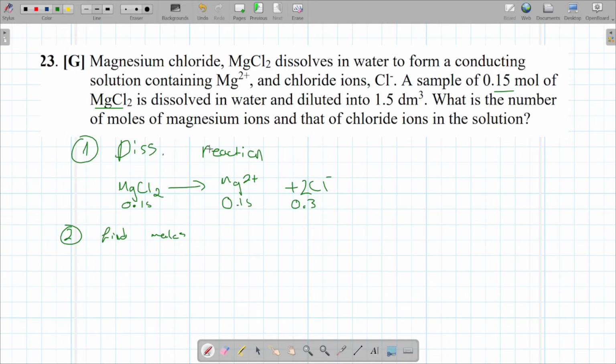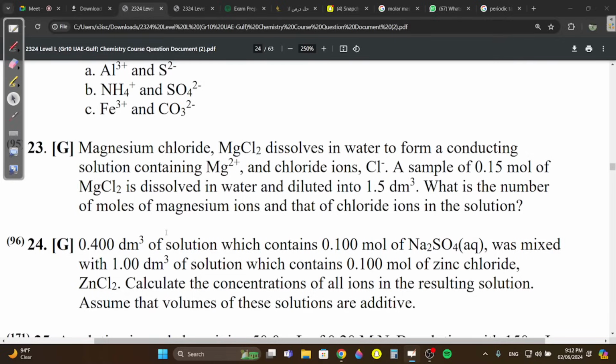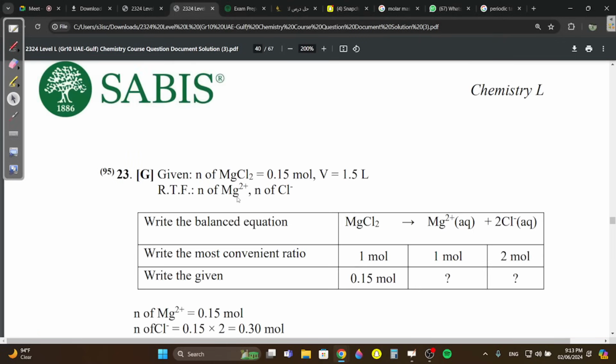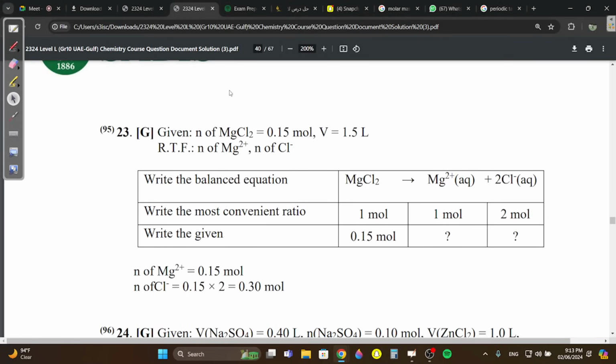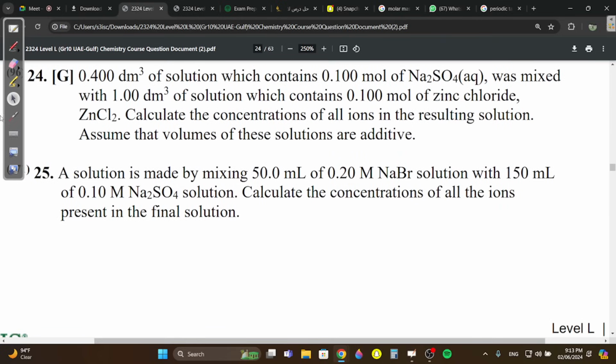They just wanted moles? Oh, okay, this is calm. So it's just 0.15 and 0.3. Is that it? Oh, okay. That's nice.